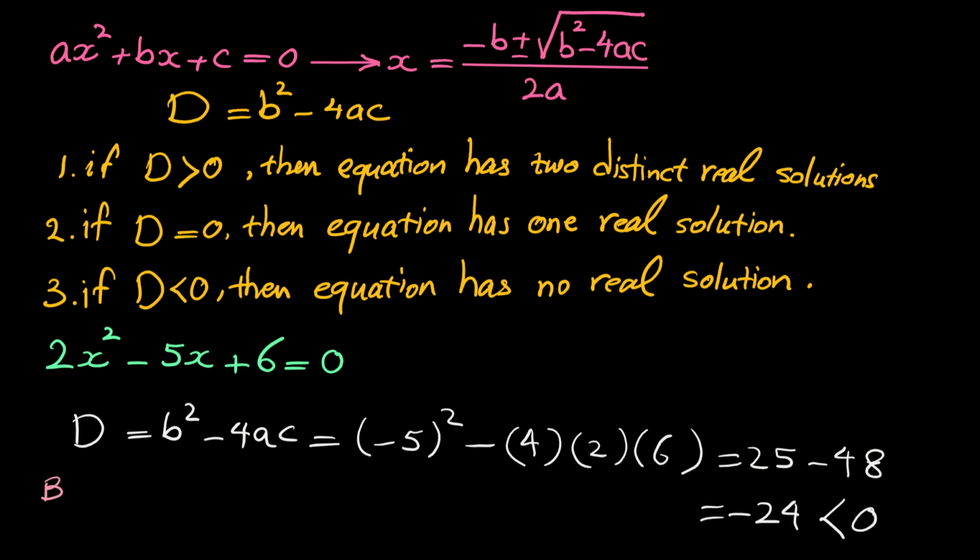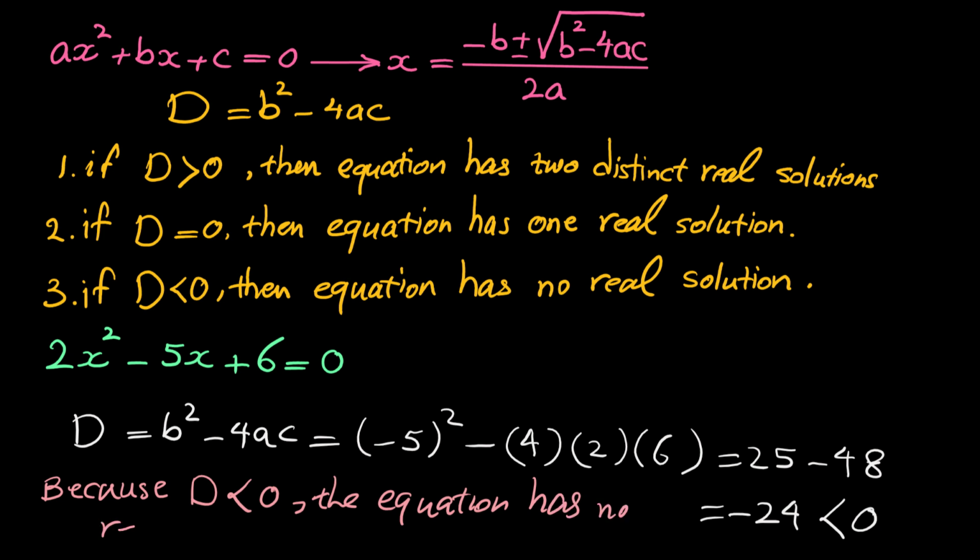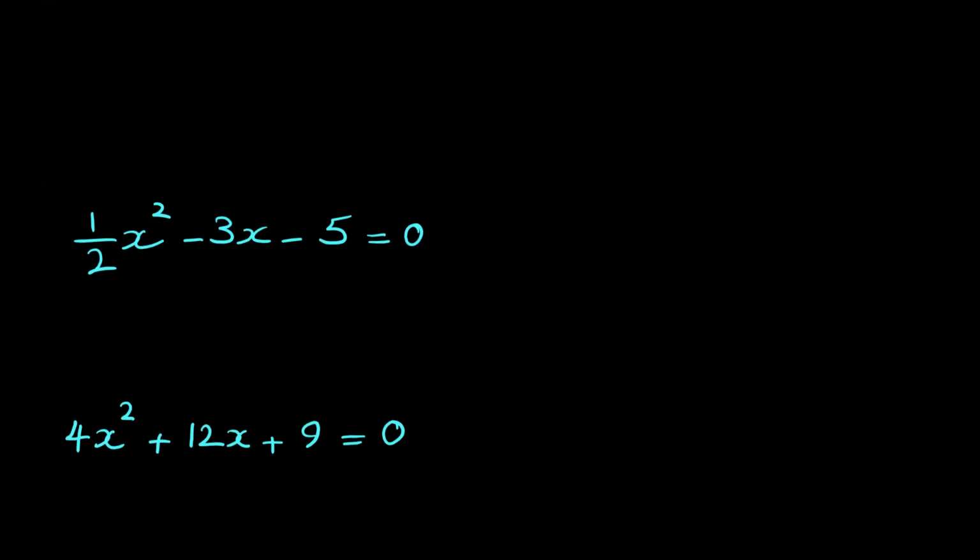We write this in this form because the discriminant is less than 0, so the given equation has no real solution. Now let me show you another example.